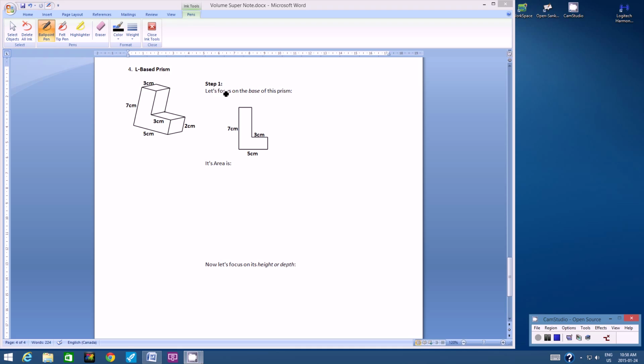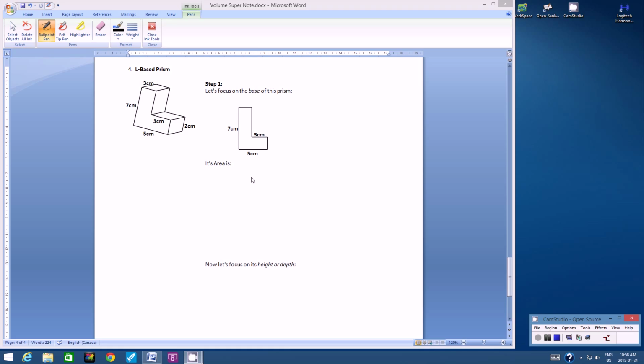So step 1, let's focus on the base of this prism. Like we have with all of the other types of prisms, we focus on the base, and you can see why it is called an L-based prism. What I've done is transfer over some of the measurements that we need. This side here matches up with this side, that is 7 centimeters. The bottom here matches with this side, we have 5 centimeters. We have this little measurement, 3 centimeters. So I've copied down what we need.